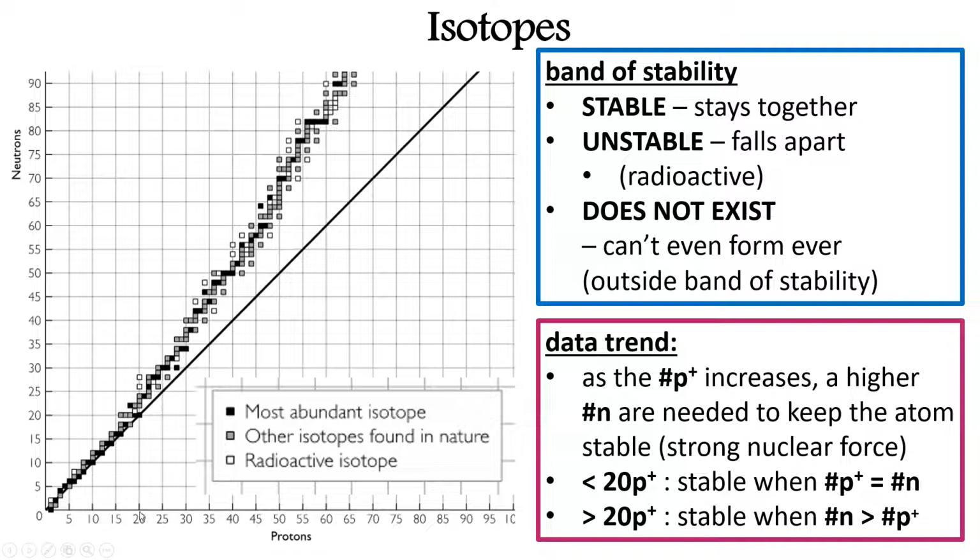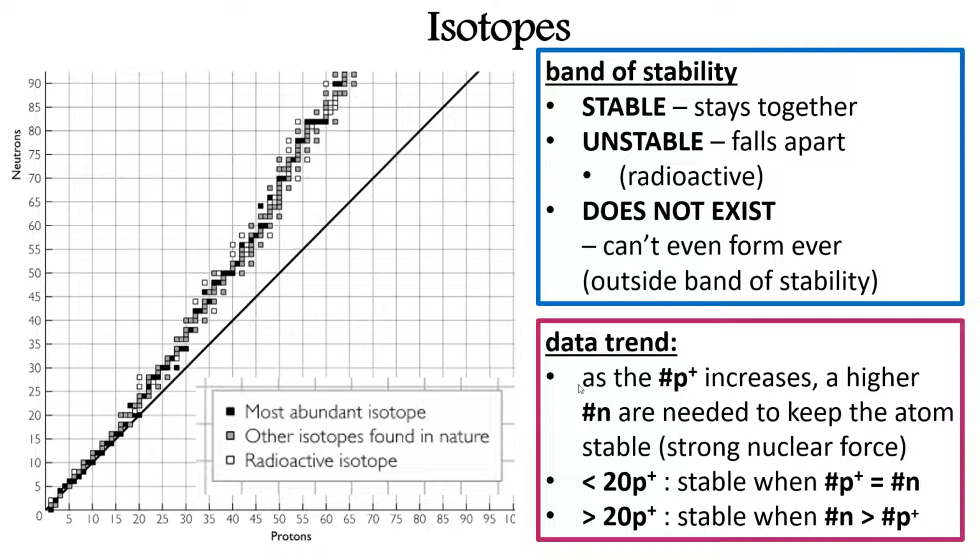So when it's only like 20 protons, all you really need is an equal number of neutrons. But once you get past 20 protons, you need more neutrons than protons in order to have a stable atom, right? So if you look here, 60 protons, you need more than 60 neutrons. You actually need more like 82, 83 protons, or neutrons, sorry. So that's the overall trend, is that as the protons are increasing, a higher number of neutrons are going to be needed to keep that atom stable.